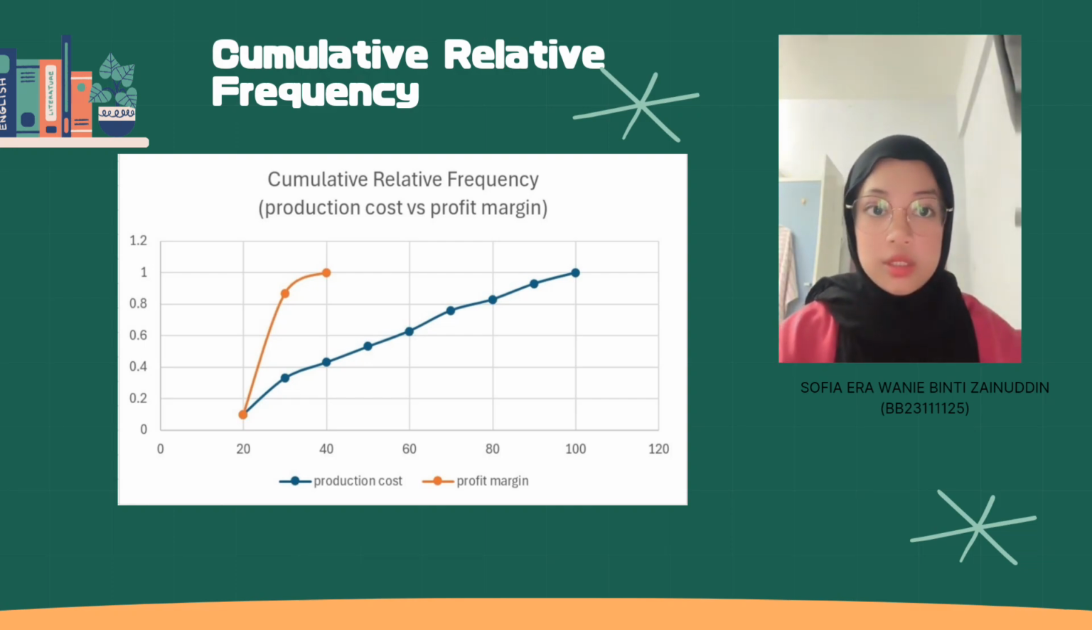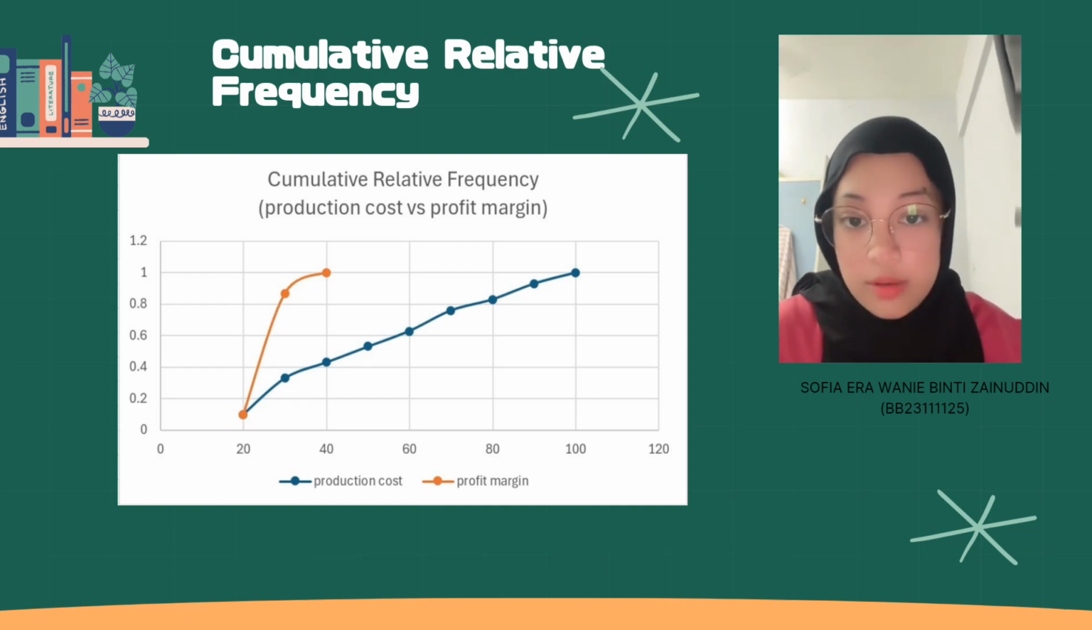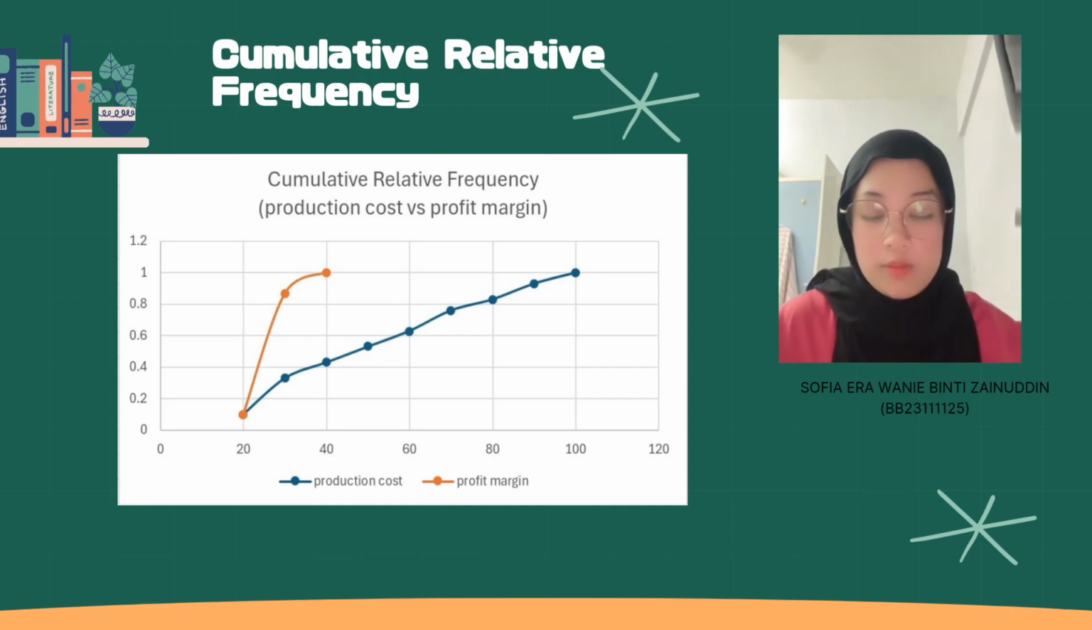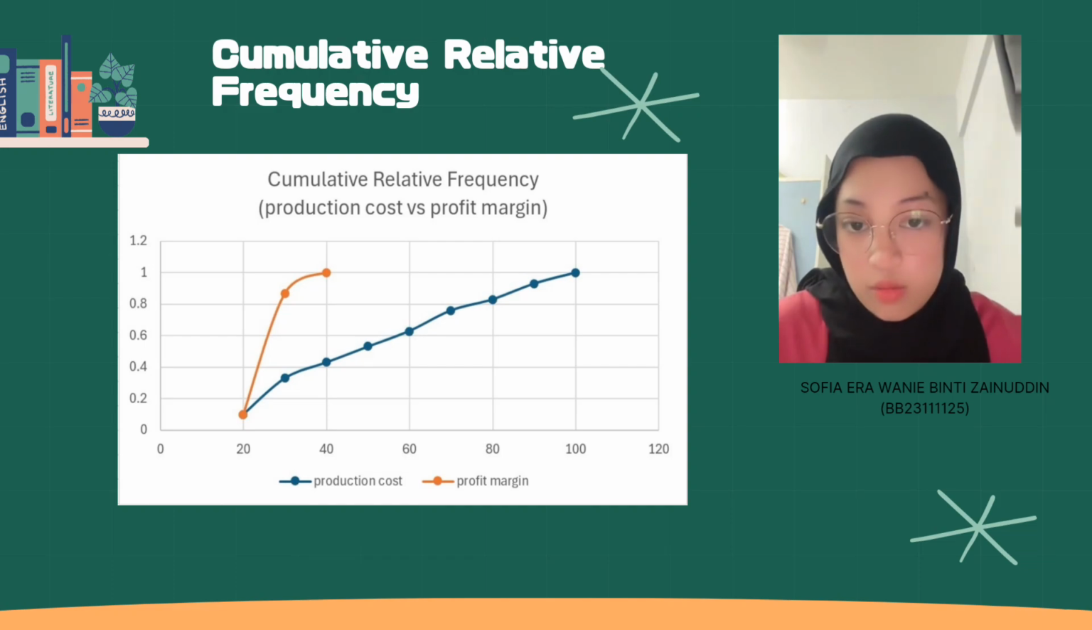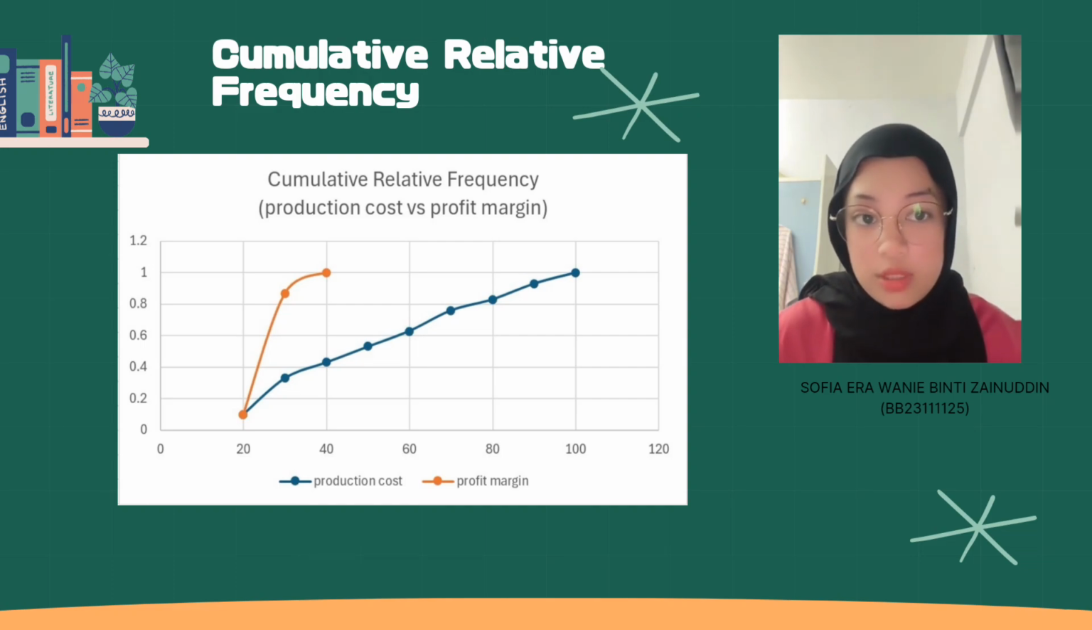In conclusion, the graph shows key differences between profit margin and production cost. Profit margin is heavily concentrated in a smaller range, 10 to 30. This means most of the profit comes from a specific range, and beyond that, there is little to no profit. Production cost is more balanced and spread across the entire range. This shows a steady and consistent distribution of cost.